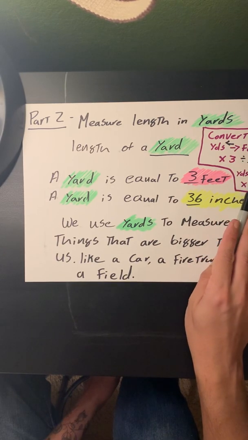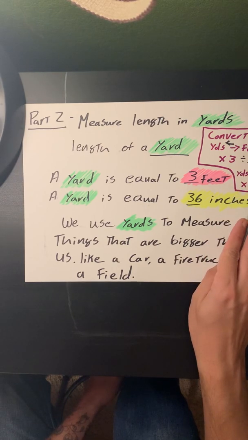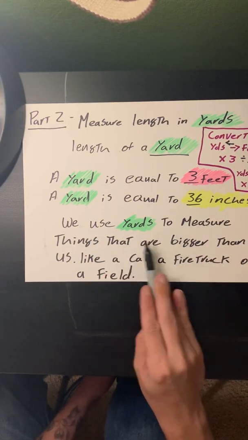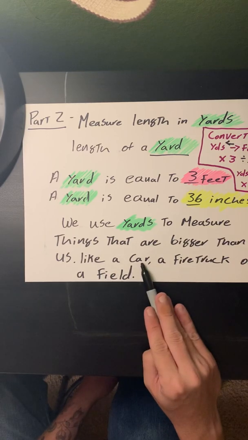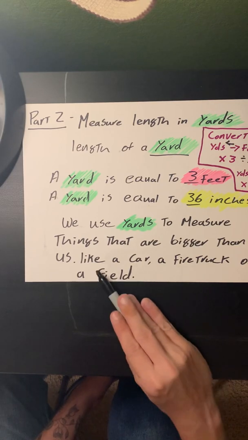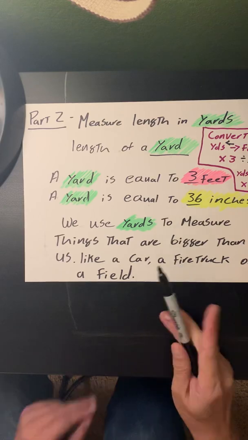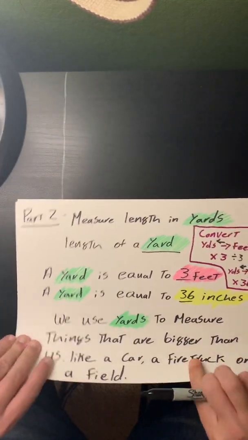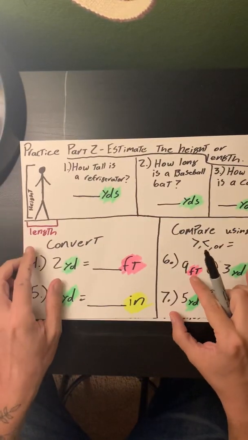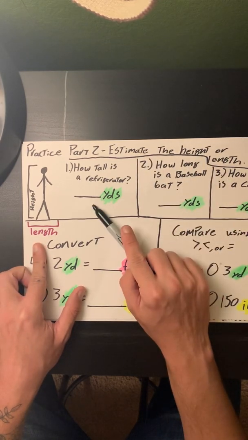If I'm converting in inches, it's a factor of 36, multiplied to go from yards to inches, divide from inches to yards. We use yards to measure things that are bigger than us, anything like a car, a fire truck, or a field. Those familiar with football, a football field is measured out in 100 yards, or 300 feet. Okay, so for a practice here, the first part asks us to estimate the height or length in yards.